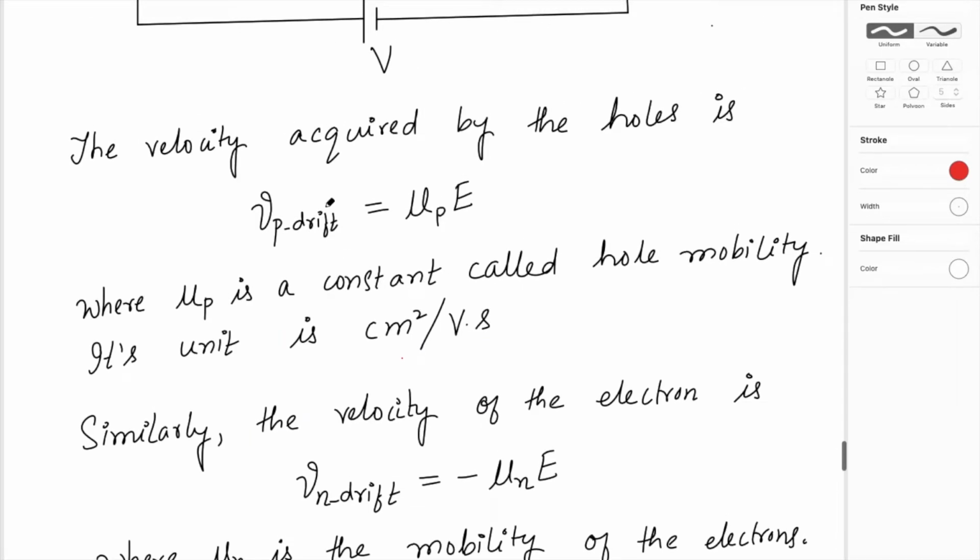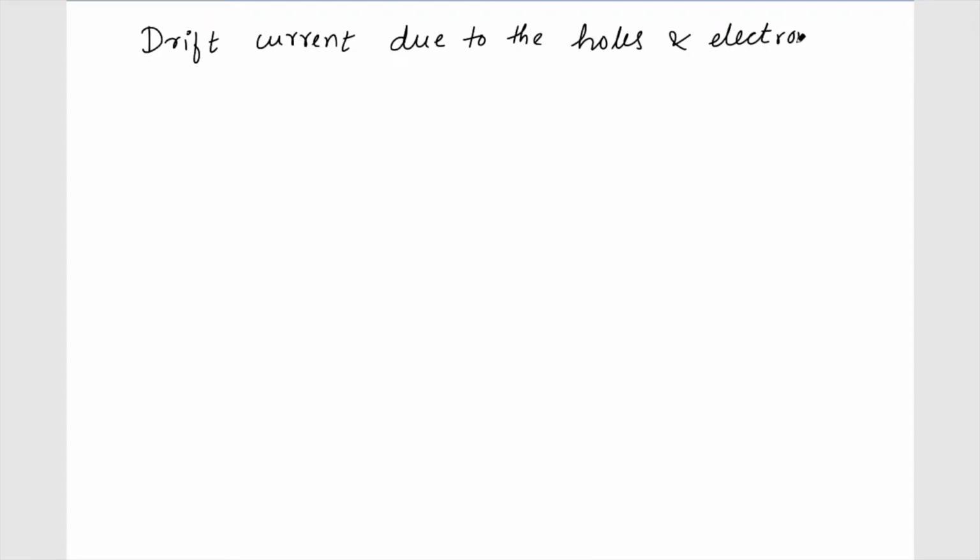So now we have estimated the velocity of both the holes and the electrons. Now let's discuss the drift current due to the holes and the electrons. We have found the velocity. Now we will see how to convert that velocity into current. First, we'll see the drift current due to the holes, and then we can draw a similar conclusion for the electrons as well.